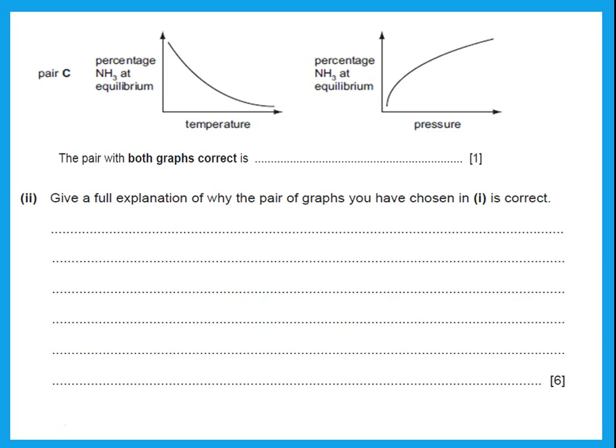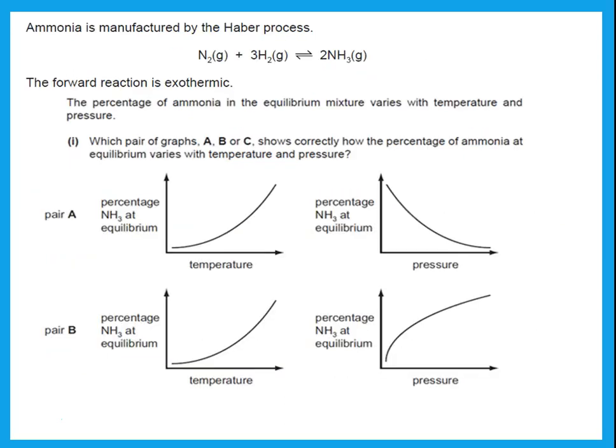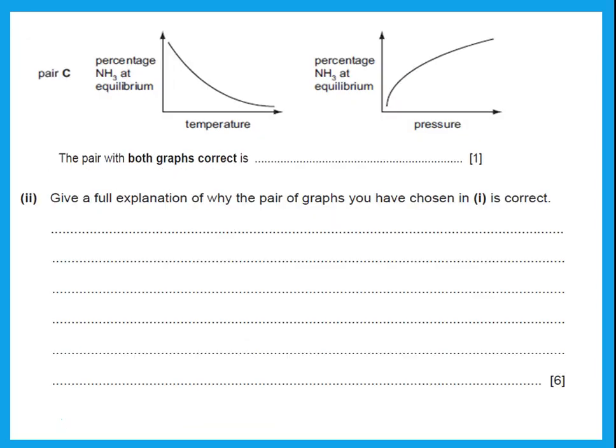Now let's look at the pressure. We said as we increase pressure, remember the equation again? We said, let's go back to the equation. If I go forward, it gives 2 molecules. If I go backward, it gives 4. And that means as I increase pressure, it favors the side with less number of molecules. So it will go forward and it will cause a higher increase in the percentage of ammonia. So these graphs in C are the ones that are correct.